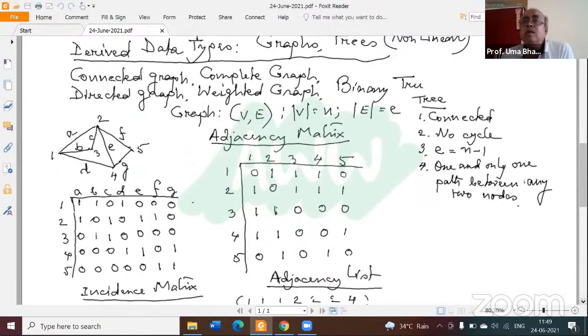And we can have more than one weight for any particular edge also. So in the worst case scenario, incidence matrix will have n into e, that means n cube number of elements. And then the best case scenario, it will have n into n minus 1, that is n square. In adjacency matrix, it will always have n square.